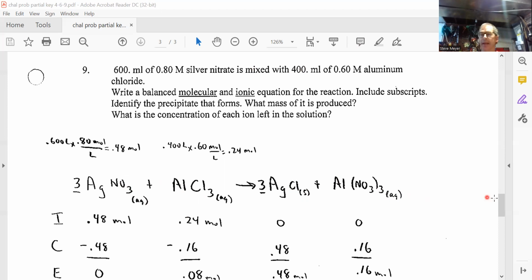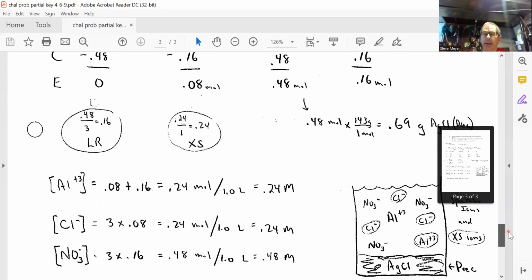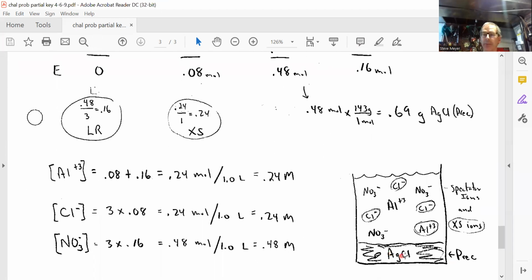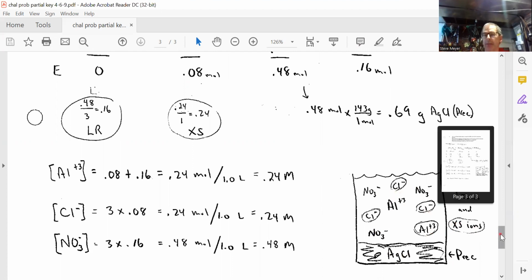Okay, what does this end up looking like? This ends up looking like something like this at the end of the day. AgCl is your precipitate, and we have spectator ions floating around. But because we're given reactants of a couple things, we probably have some excess ions, and we'll come back to look at why we chose aluminum chloride as the excess ions in this case.